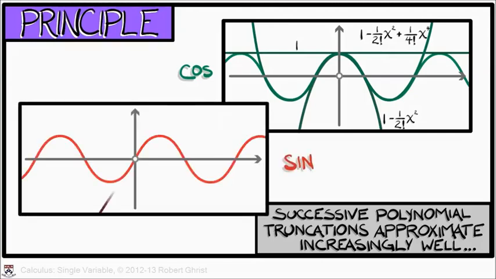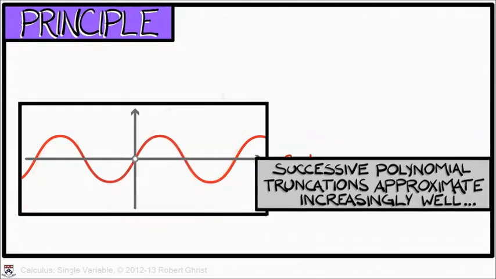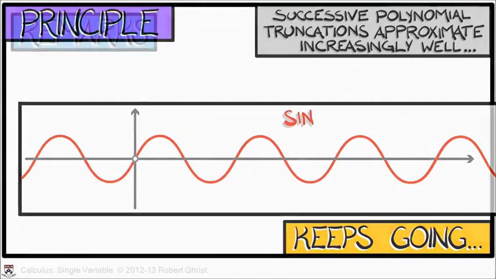It will come as no surprise to you that the same thing is true of sine, that when we look at the linear term, and then the cubic term, and then the 5th order term, although we're not getting exactly sine, we're getting something that is closer and closer. And this will keep on going. The more terms that we add, the better these polynomial approximations become to the true function.